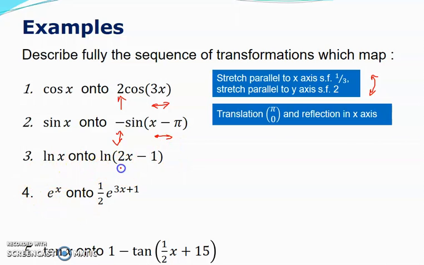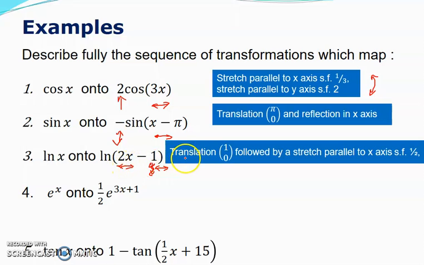Third one, what's going on here? Well, now both of these are in the bracket. So this is a stretch by a half that way, and this is actually a movement left and right. It's minus 1, so it goes to the right, but they are both in the bracket. So BODMAS doesn't work in the brackets. So I've written it's a translation (1, 0) first, followed by the stretch second. And that is very definitely not either or. It has to be this one first and then this one.